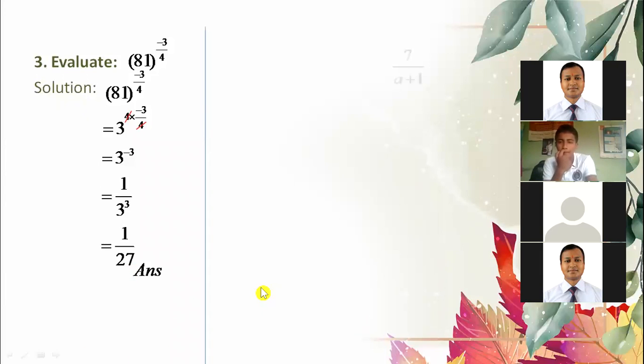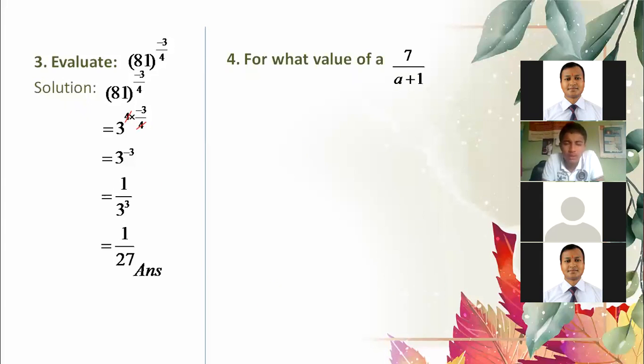Okay, now look at the next question. Question number 4. For what value of a is 7 by a plus 1 undefined? For what value of a is 7 by a plus 1 undefined? Minus 1. What is the meaning of it? In place of a, we should put 6. Then 6 plus 1 will be 7.